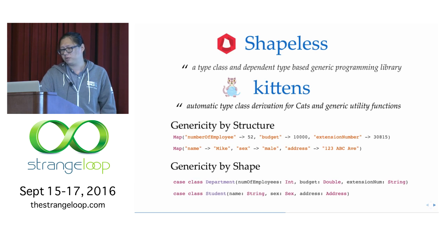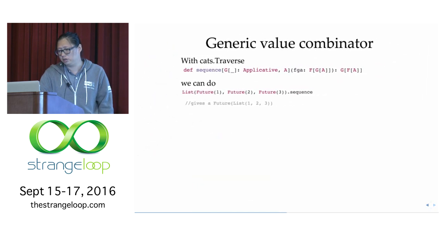So the same thing goes with students. So the idea is that we shouldn't need to write code that is specific to department or student. We should just treat them as we treat maps, just the same thing. So let's continue to look at an example.